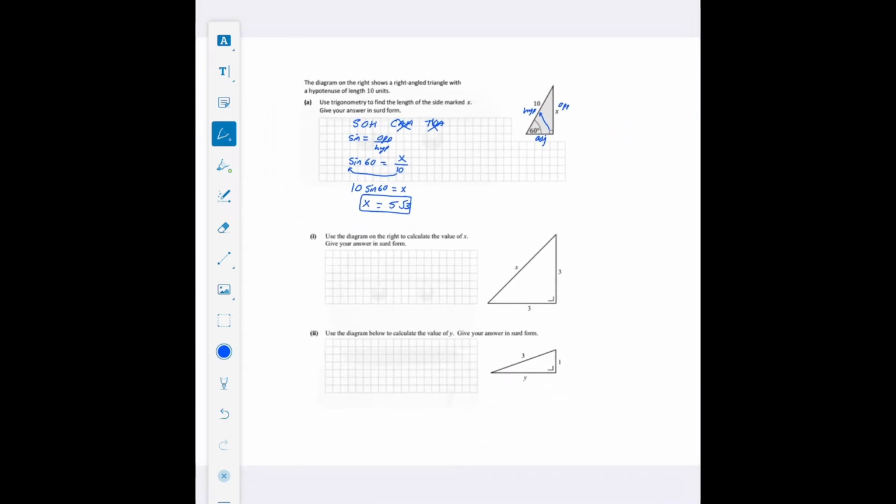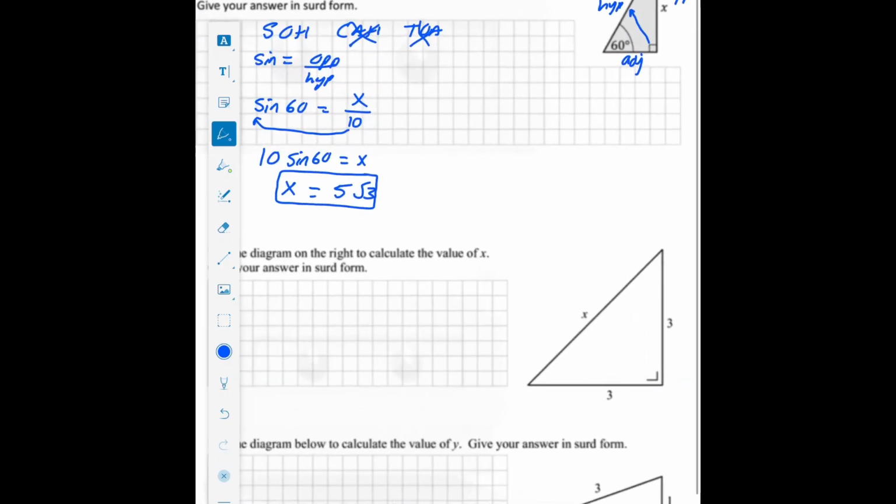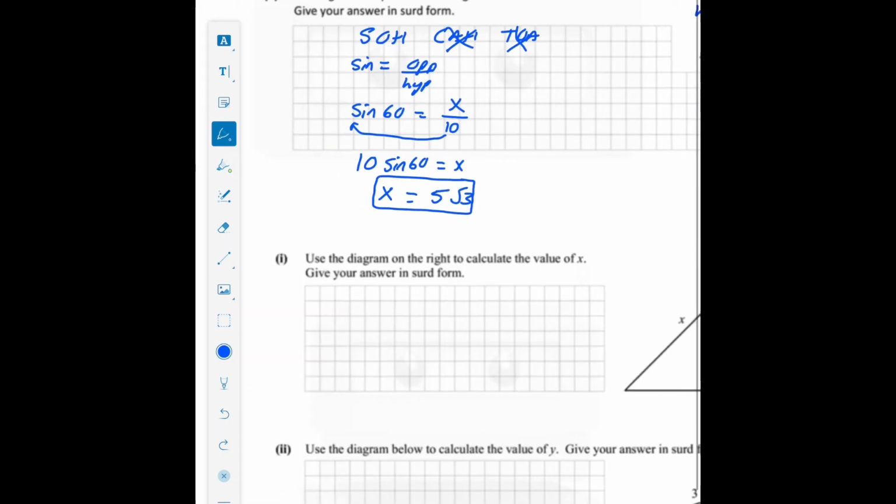Okay, then next part. Use the diagram on the right to calculate the value of x. Again, leaving your answer in surd form. You know, they don't always say this, it's just a coincidence that it's two questions in a row. They could either say surd form, to the nearest whole number, to one decimal place, etc. Okay, so I look at this, I see I have a right angle, so Pythagoras or SOHCAHTOA. I know two sides, I'm looking for a third side, so that is going to be Pythagoras.